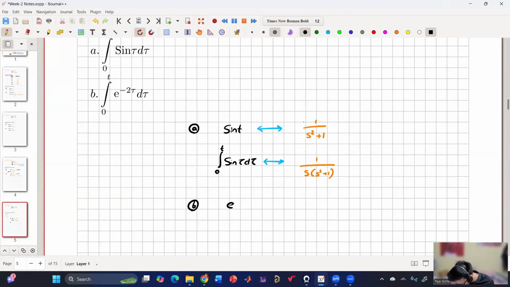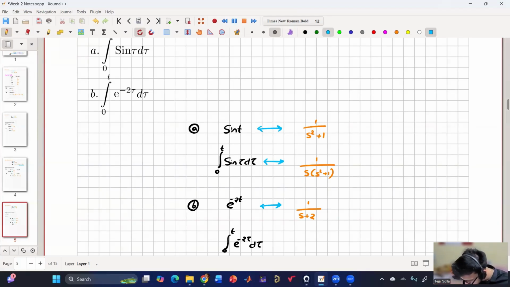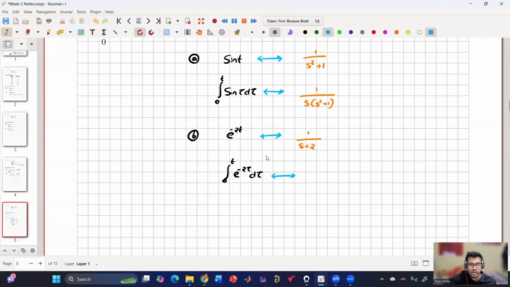So what is the Laplace transform of e to the power minus 2t? E to the power at is 1 by s minus a. So it is 1 by s plus 2. Very good. So now what will be the Laplace transform of integral 0 to t e to the power minus 2 tau d tau? 1 by s into s plus 2. Very good.